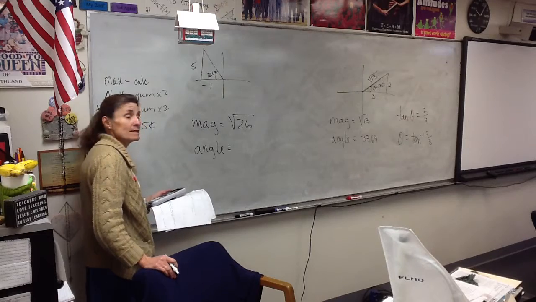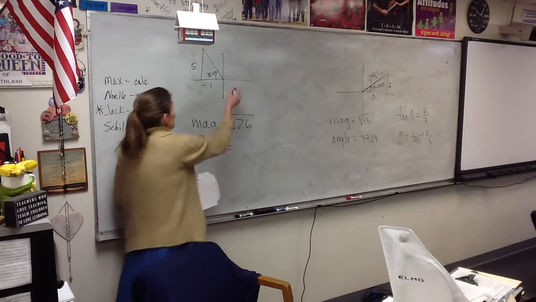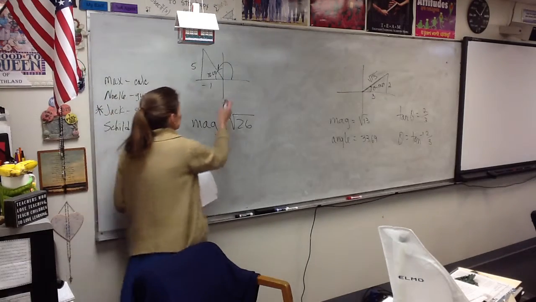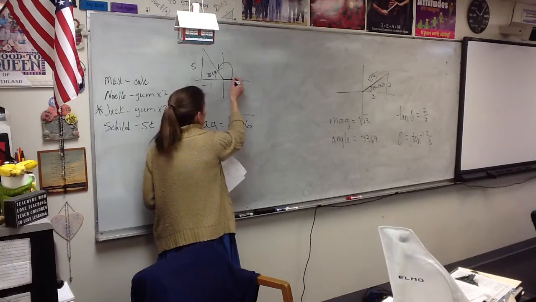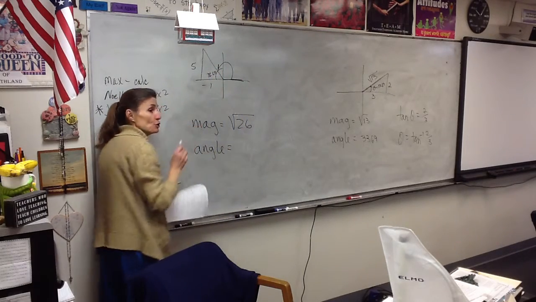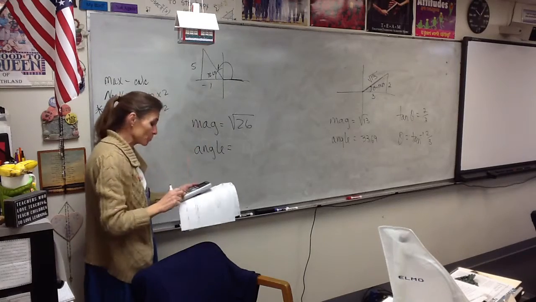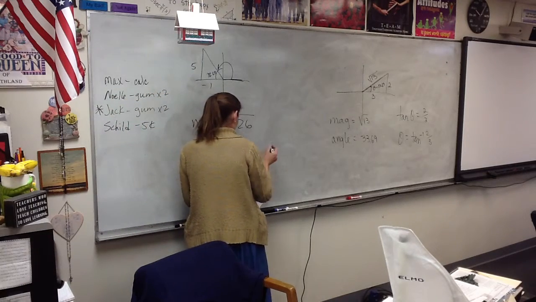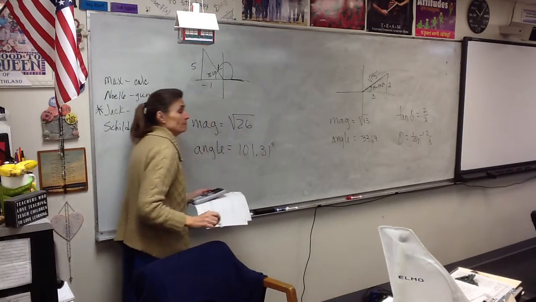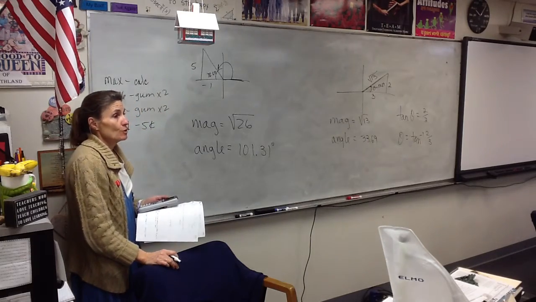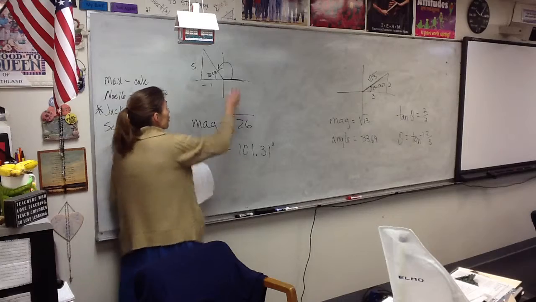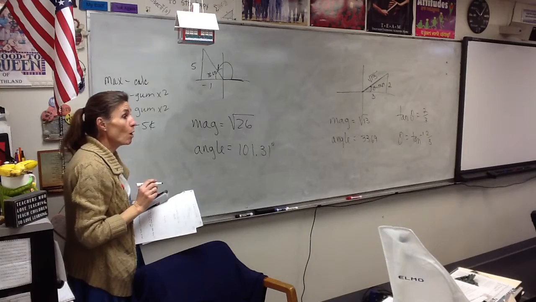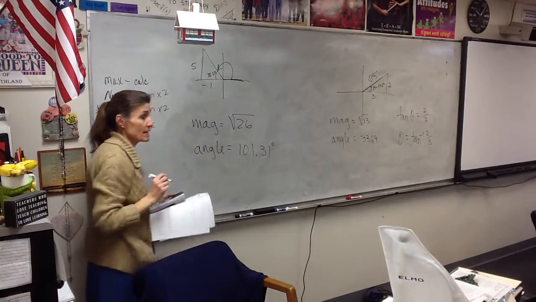Now, that is not the angle, kids. This is the angle. Remember, you have to be in standard position, so you have to start here. So what will I need to do to get the actual answer? Subtract from 180. So my actual angle is 101.31. Your angle must start here. So it's 180 minus 78.